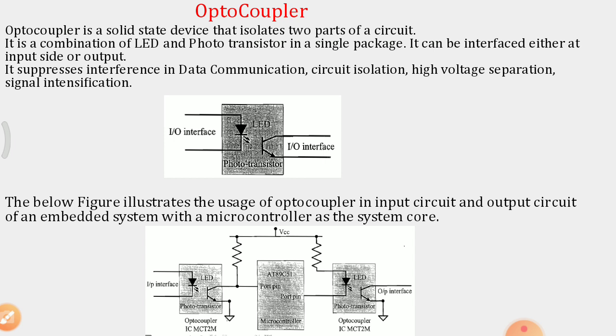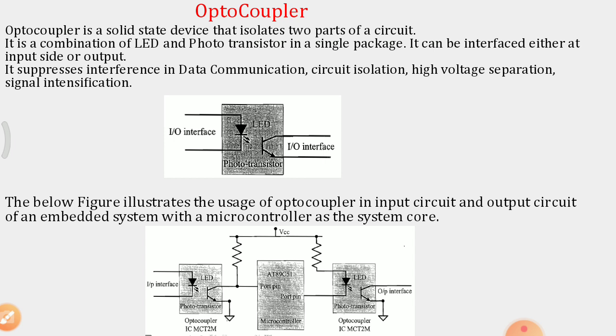Both the LED and phototransistor are made in a single package. It can be interfaced either at the input side or output side. It suppresses interference in data communication. Basically, it is used for suppressing interference in data communication, circuit isolation, high voltage separation, and signal intensification. In the figure, we can see the usage of an optocoupler in the input circuit and output circuit of an embedded system with a microcontroller as the system core.